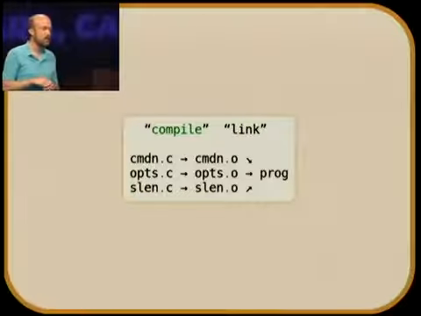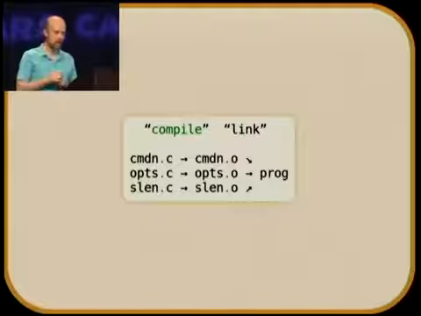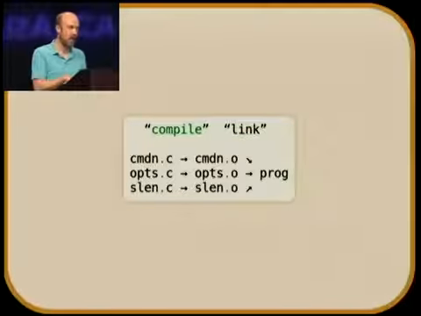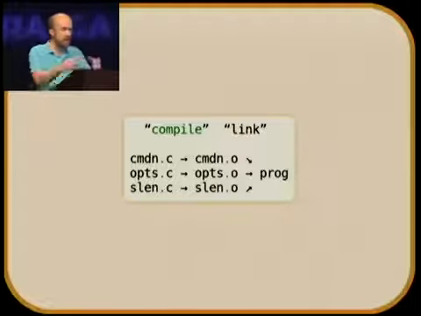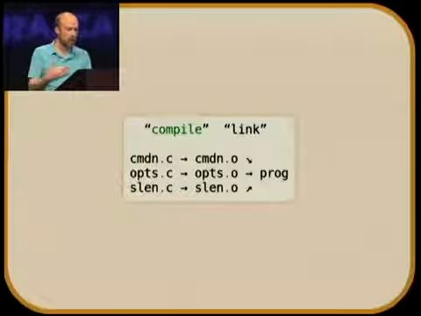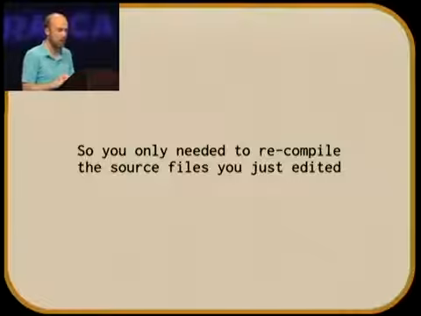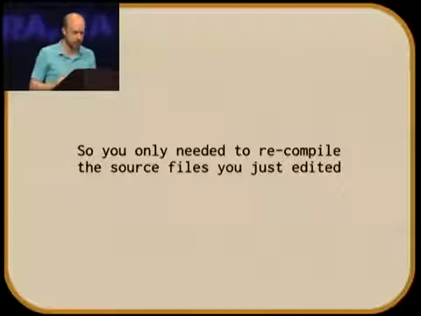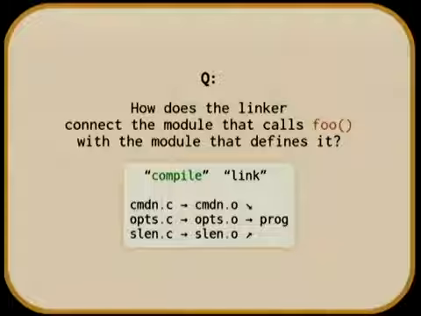So they came up with a convention of writing small C language program files that would each get compiled into what was called an object file. That was the expensive step, and then they did a fairly quick step called linking to put them together into a program. So if you edited a C file, you only needed to recompile the source files you just edited to their .o equivalents.